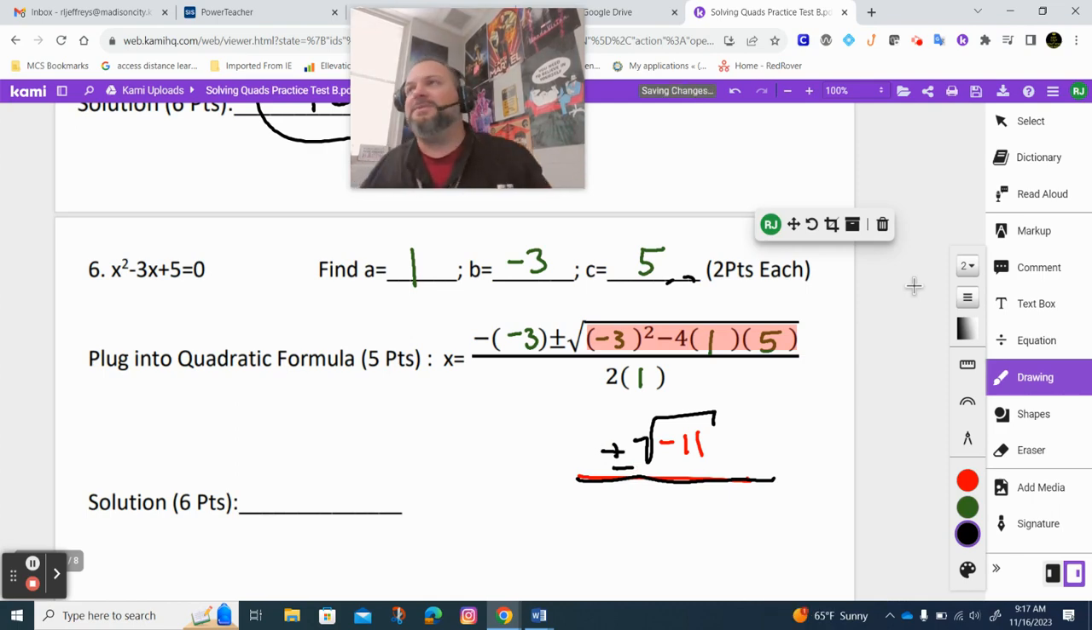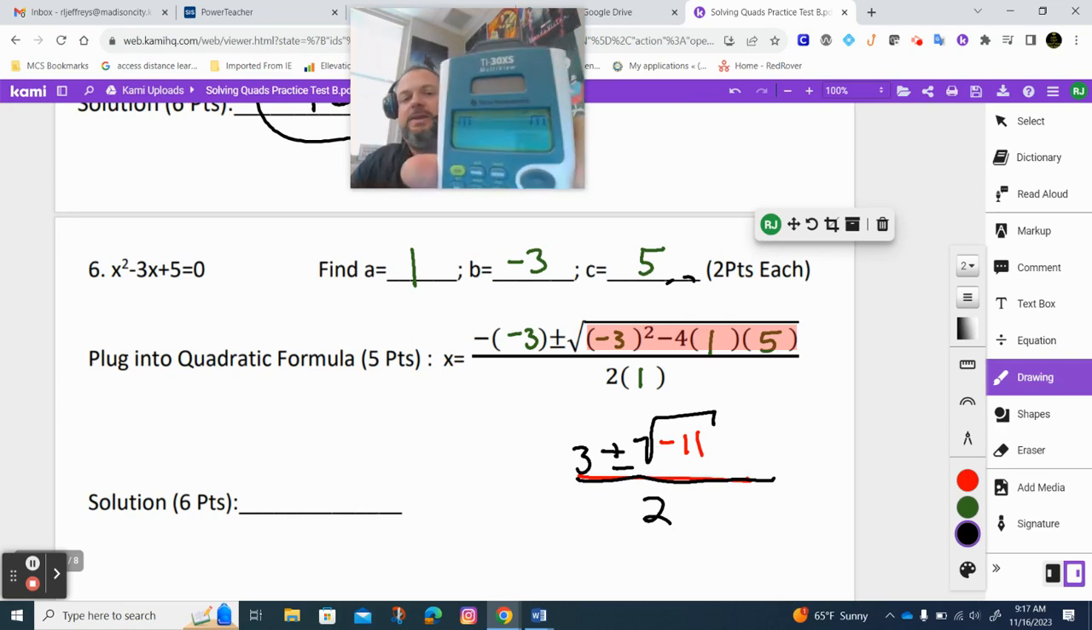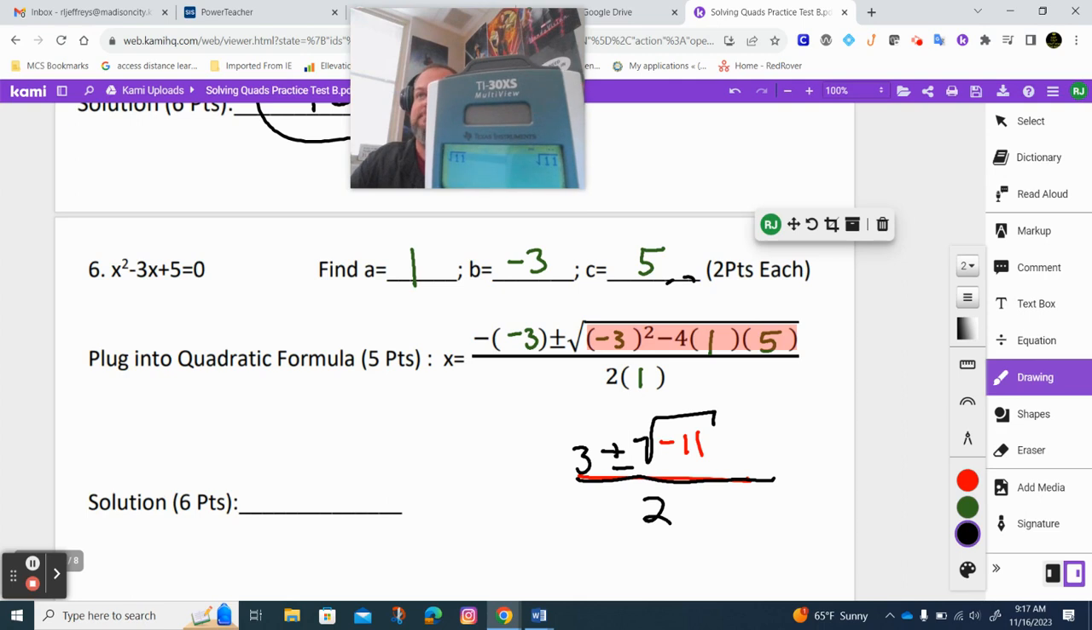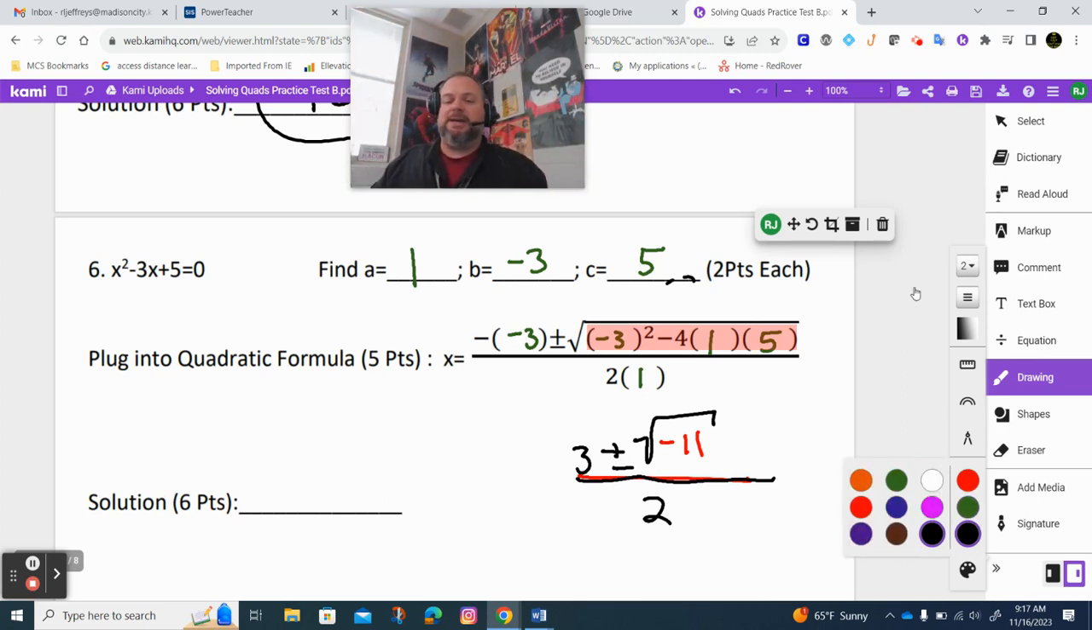What is negative times negative 3? Positive 3. What's 2 times 1? 2. All right. Now, going back to that negative square root of negative 11. We can't plug that in the calculator. It will give us an error. So let's just take the square root of 11. And we get the square root of 11. Okay? So to actually make this answer correct, we do the following.